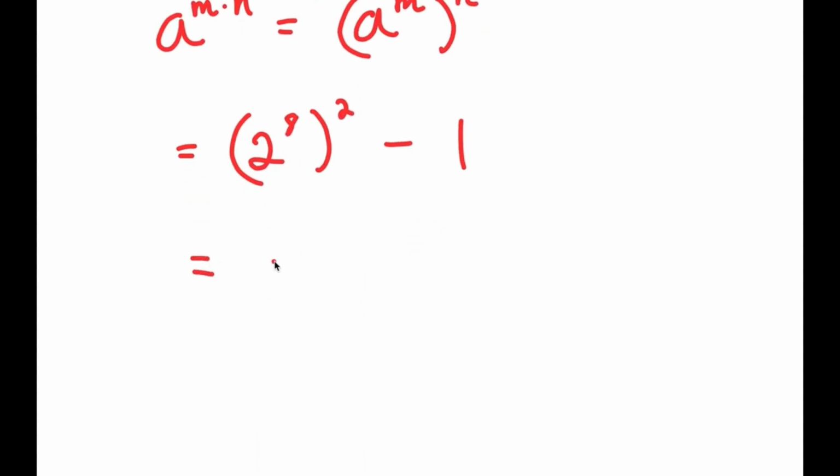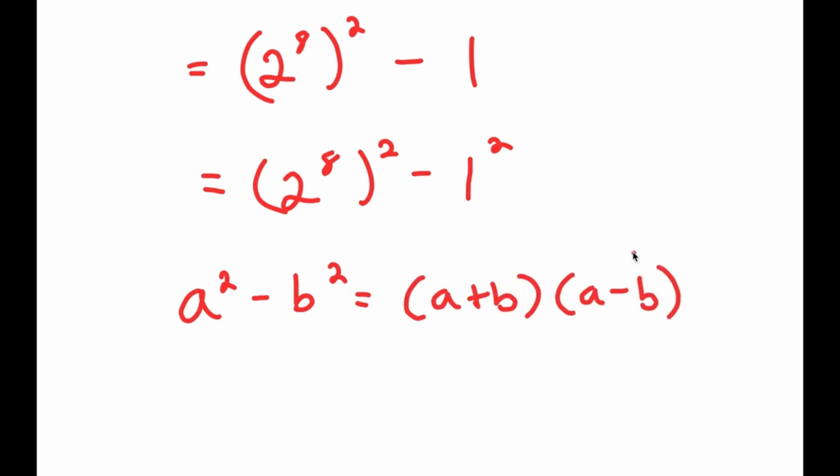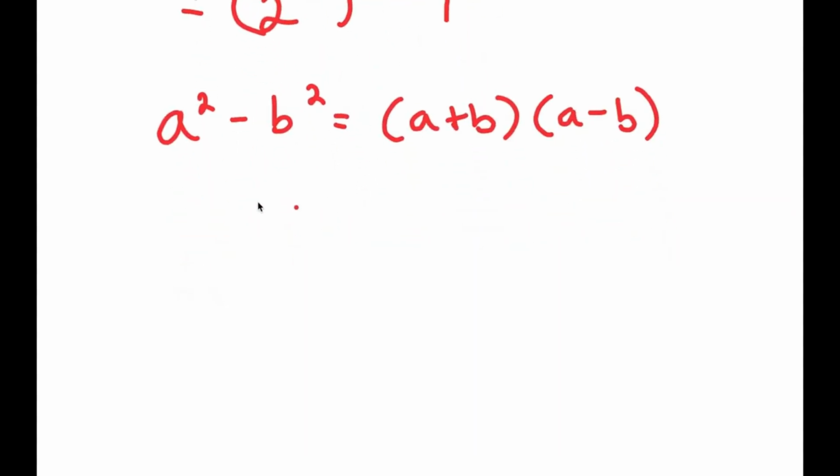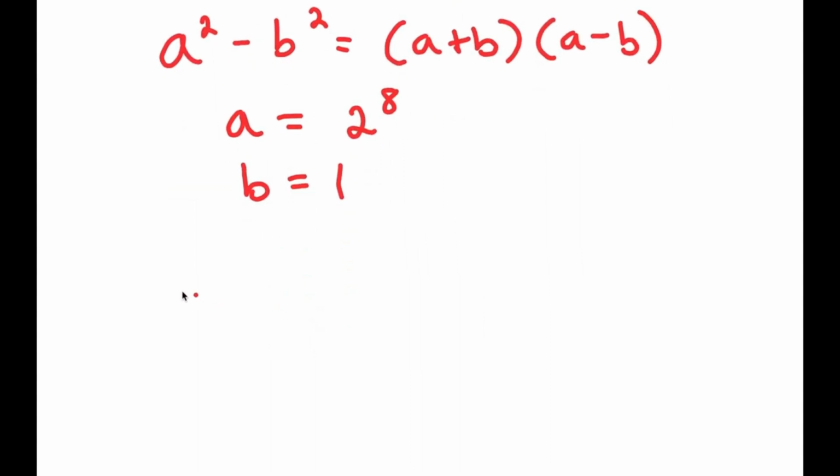Now I'm going to rewrite 1 as 1 squared, which is the same thing as 1. And the reason I put this in this form is so now I can use the property a squared minus b squared is equal to a plus b times a minus b. So in this case, a is 2 to the power of 8 and b is 1. So using this formula, I get 2 to the power of 8 plus 1 times 2 to the power of 8 minus 1.